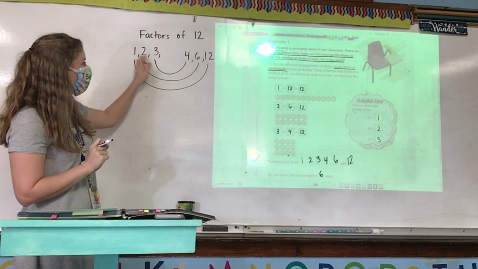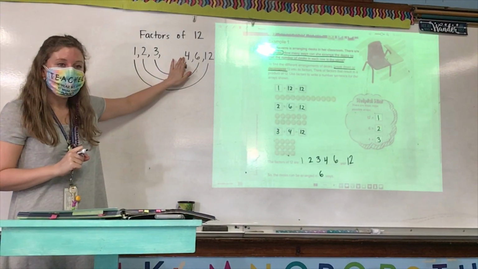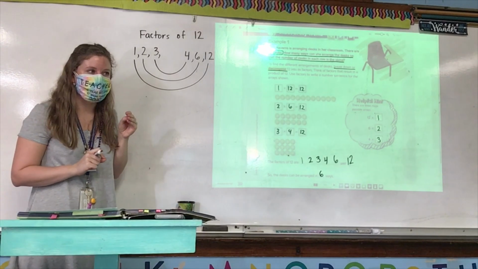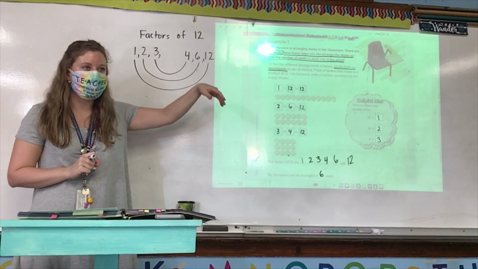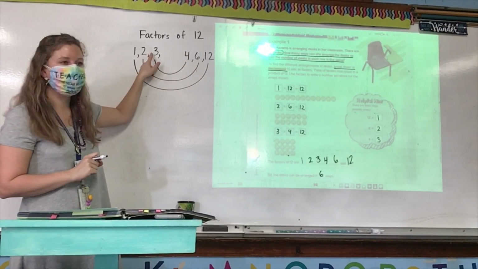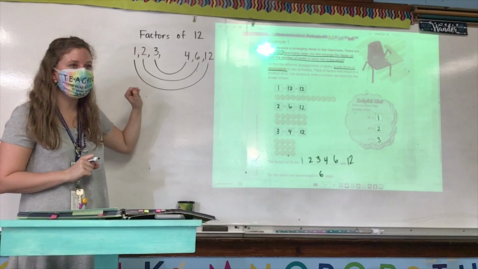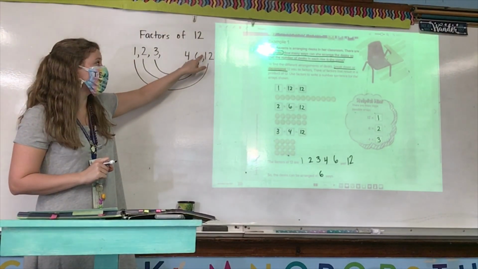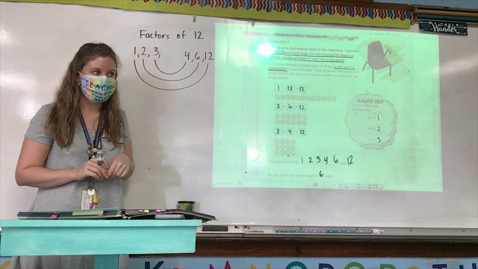Because as long as I did the front of my rainbow correctly, once they meet, I'm not going to have any more factors. So I've already met because I've got 4. I'm not going to keep going. I know it's not 5 because there's nothing over here that can match it. I know there's not 7 because there's nothing over here that can match it. And I know there's not 8, 9, 10, or 11 because there's nothing over here that can match it.